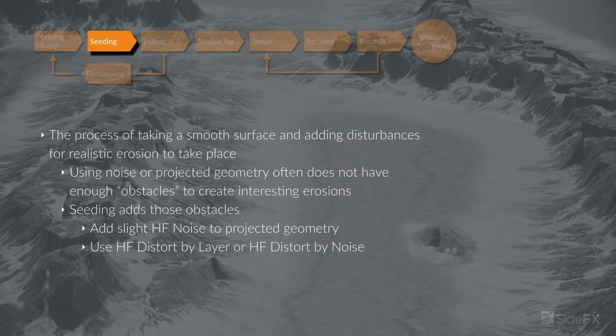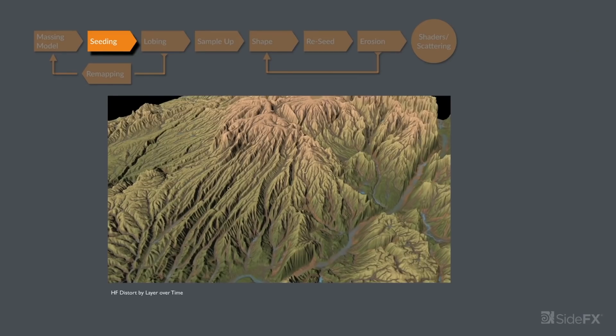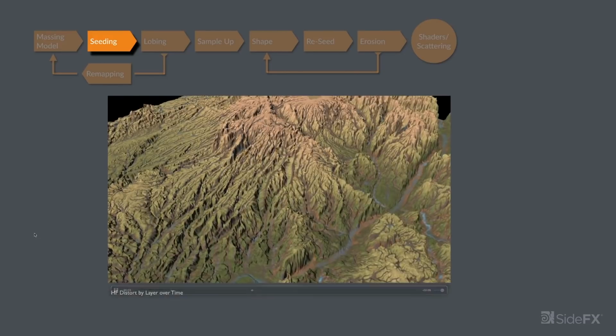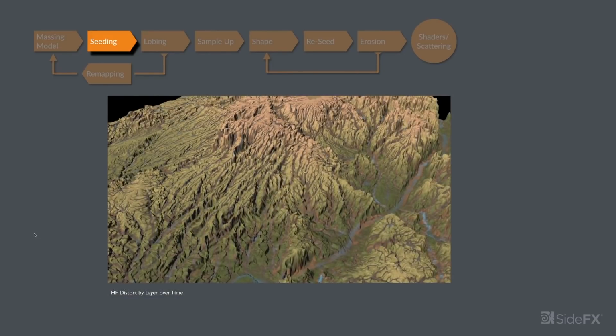And distort by layer is really cool, and I think I have a little demonstration of distort by layer over time. So here I already have an erosion, as you can see, taking place, and I want to just add some distortion. And you can see over time, it's like I'm moving tectonic plates.